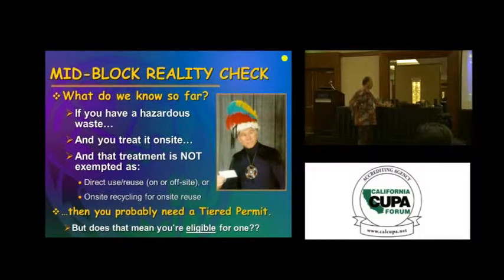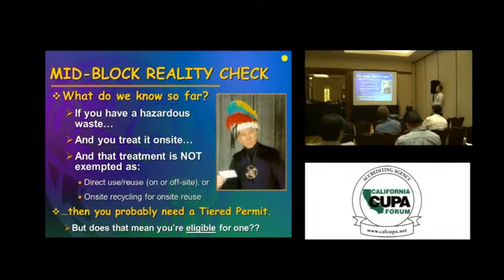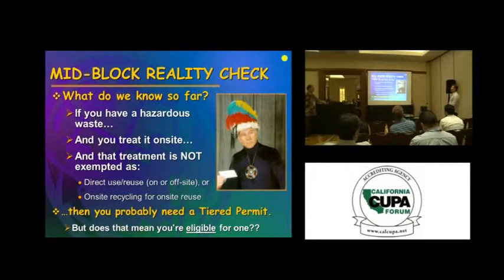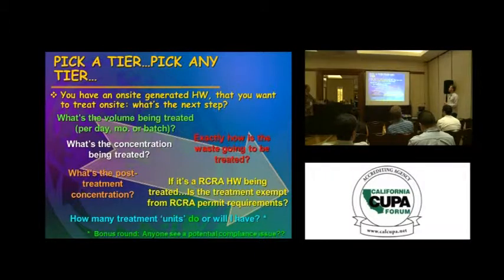All right, so what do we know so far? If you have a hazardous waste and you treat on site, and it was generated on site, and that treatment is not exempted as direct use, reuse, on-site recycling, then you probably need a tiered permit. But does that mean you're eligible for one? Maybe. Maybe not. So now we'll take a break very shortly.